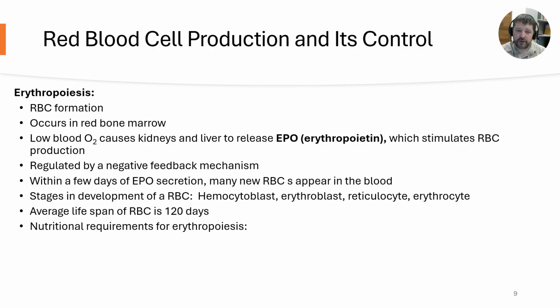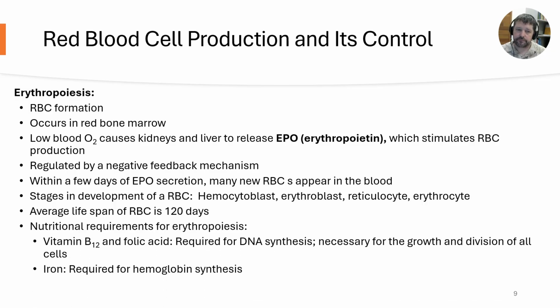Excuse me. So for this erythropoiesis to occur, you need three main things. Vitamin B12 and folic acid are required for DNA synthesis. The hemocytoblasts, the erythroblasts, and reticulocytes all have nuclei. They all are going through the production of proteins and things like that. So remember, hemoglobin is a protein, so these cells are making hemoglobin. That's necessary for the growth and division of the cell, etc.